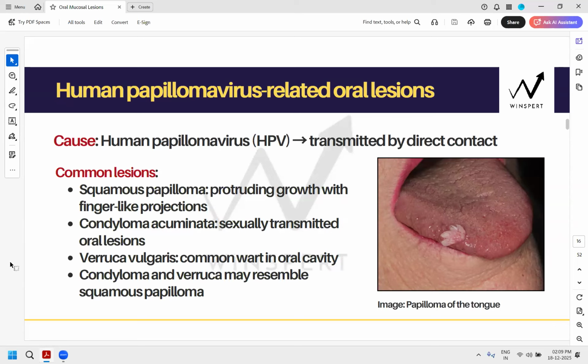So squamous papilloma is the most common HPV lesion. It looks like a finger-like cauliflower appearance. Can you look at the picture and appreciate the cauliflower appearance? Finger-like projections. And it is stalked. Absolutely correct, Sakshi. It's a benign condition. It's sexually transmitted, right? And it can give you oral lesions. When present in the oral cavity, it is called condyloma acuminata. So the oral manifestation is called condyloma acuminata. On skin, it is called verruca vulgaris, which is your common wart.